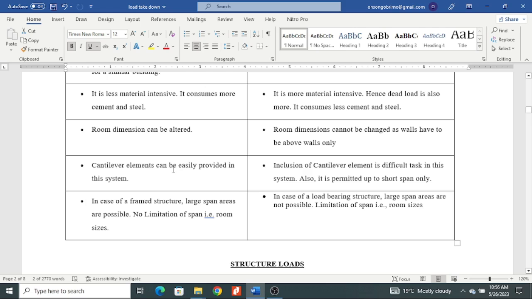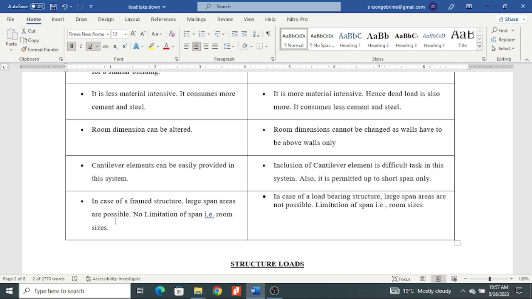Cantilever elements are also easily provided in these systems because they are fixed systems, and inclusion of cantilever elements in load bearing structures is normally fixed to some short spans, because they are not as rigid as they are in framed structures. The stiffness of load bearing structures is not that much as compared to framed. Therefore, framed structures allow you to introduce cantilevers up to very high lengths as compared to load bearing. In framed, large span areas are also possible, and there are no limitations of span.